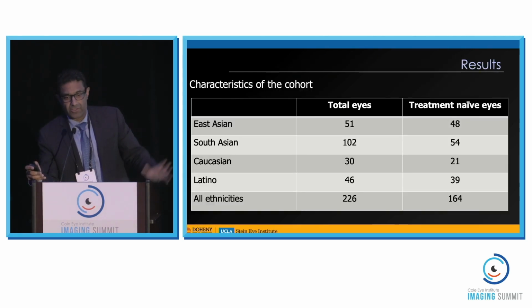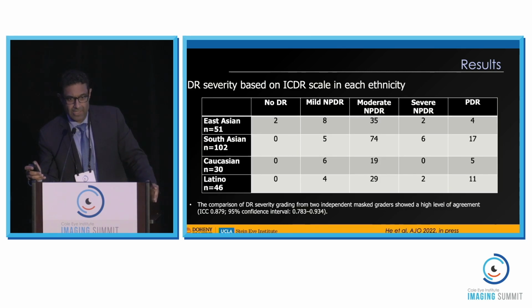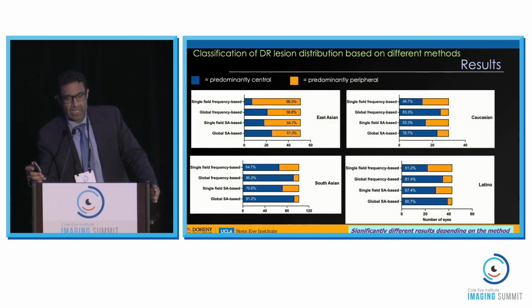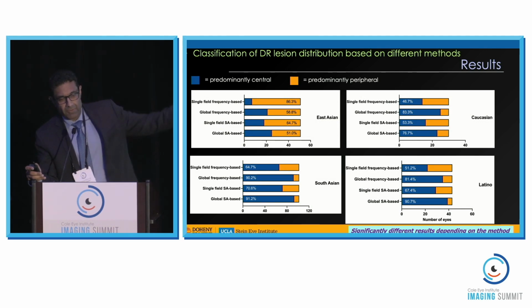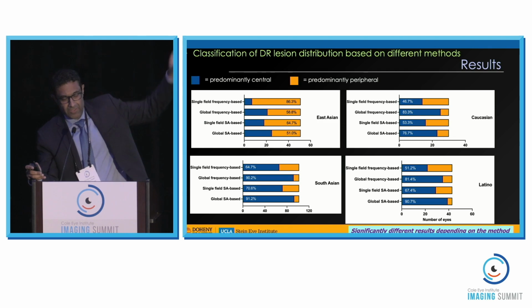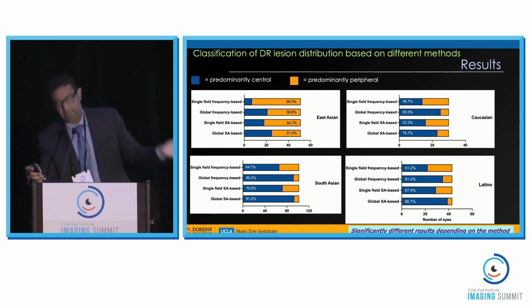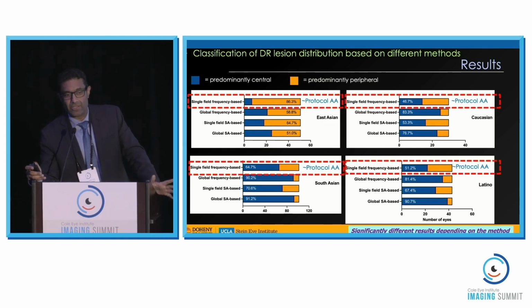And so what did we find? This is sort of a description of this cohort, and I'm going to focus on the treatment-naive eyes here. As you can see in a moment, most of our patients had moderate NPDR, so I'll show you specifically the moderate NPDR cohort. But this is sort of the top-line result from that study. Again, each of the bars in the various blocks represents a different method, but you can see that the percentage changes quite a bit depending on the method you use, single field versus global, area versus frequency. But the bottom line is the trend is always the same.